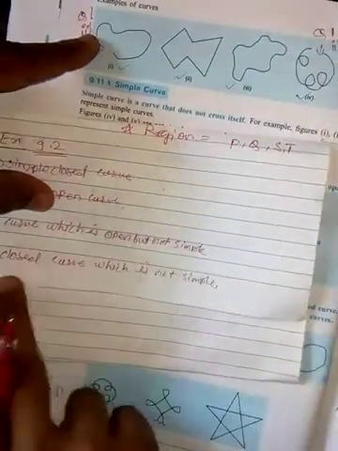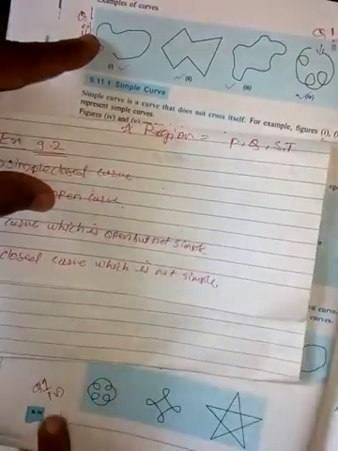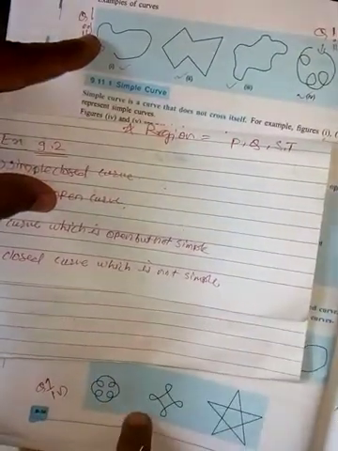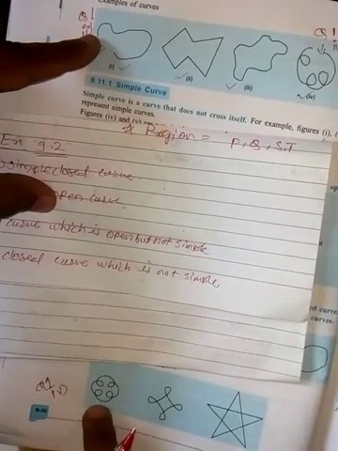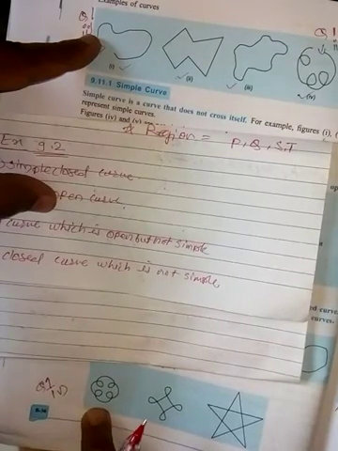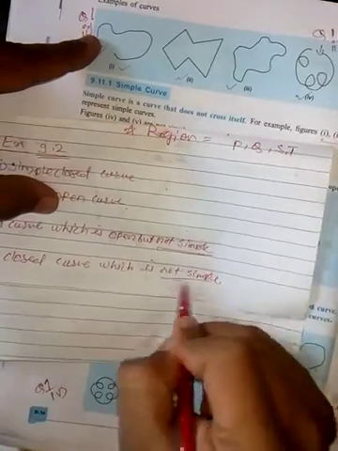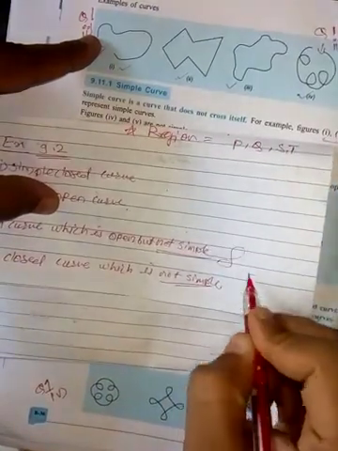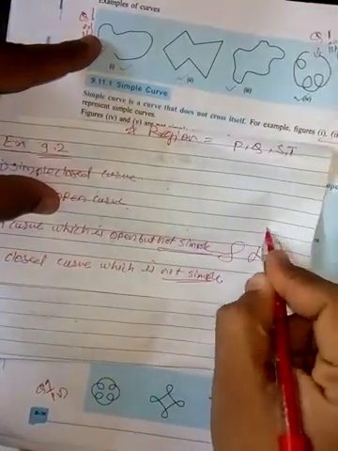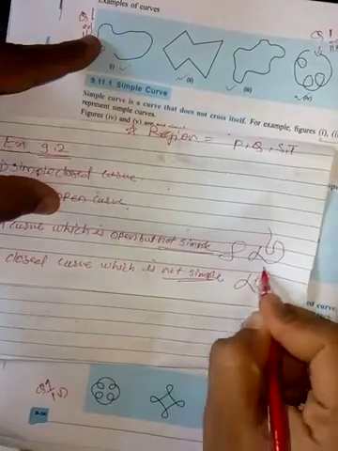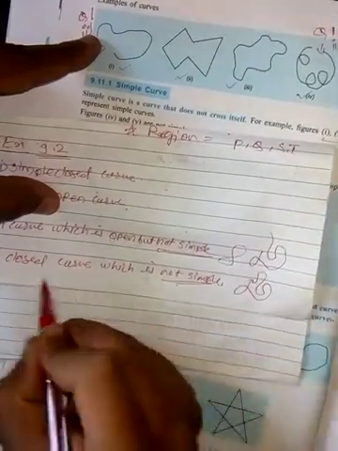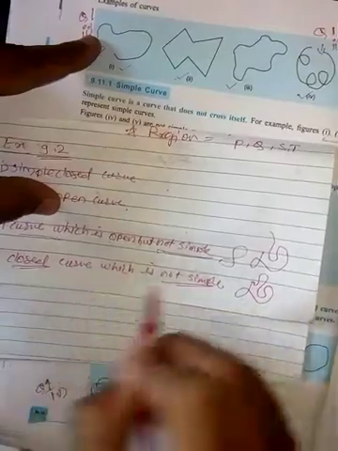And fourth is what? A closed curve which is not simple. See, this is a closed curve, but it is not simple. Why not simple? Because it overlaps itself. So understand, not simple means crossing. Okay, this is like this, and it is open. Here it crosses but it is closed. Okay, it is a closed curve. That has to be understood.